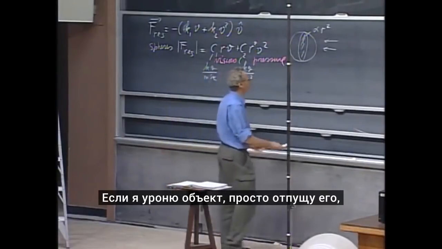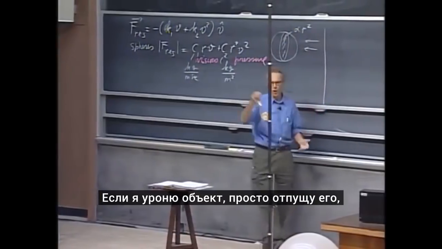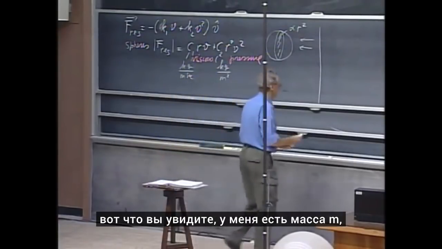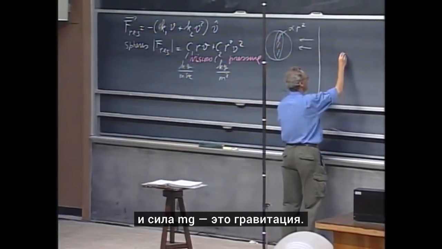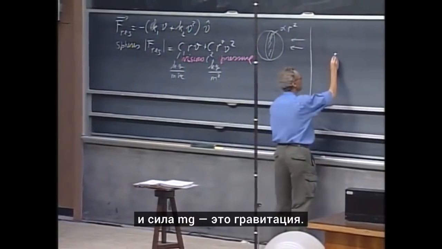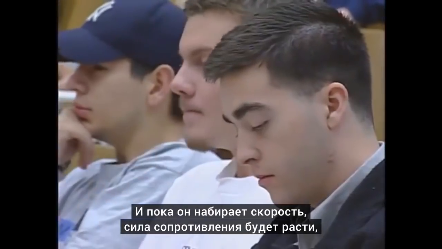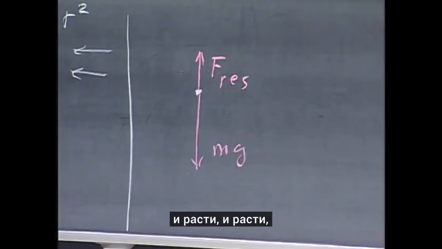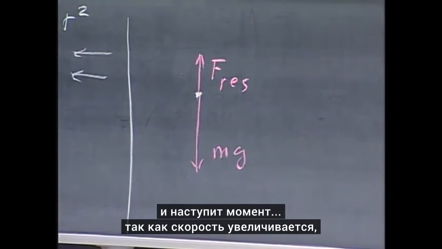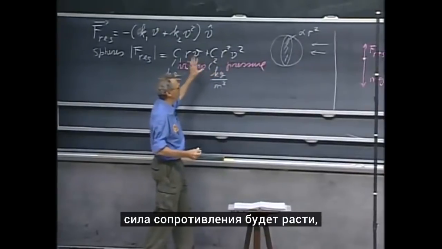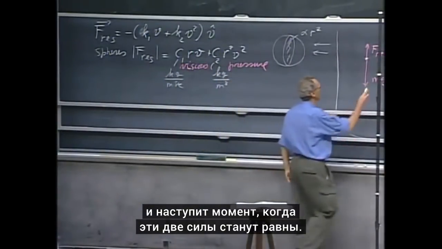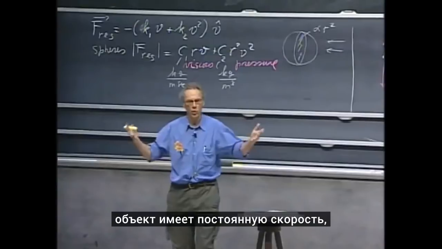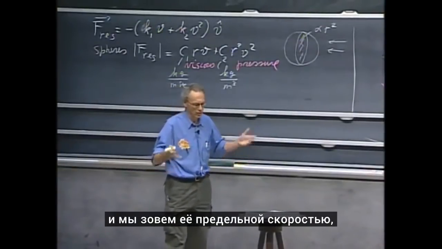If I drop an object, and I just let it go, I take an object and I let it fall, we're only dealing with spheres today, then what you will see, I have a mass m, and so there is a force mg, that is gravity. And as it picks up speed, the resistive force will grow, and it will grow, and it will grow. And there comes a time that the two are equal. And when the two are equal, then there is no longer acceleration, so the object has a constant speed. And we call that the terminal velocity.